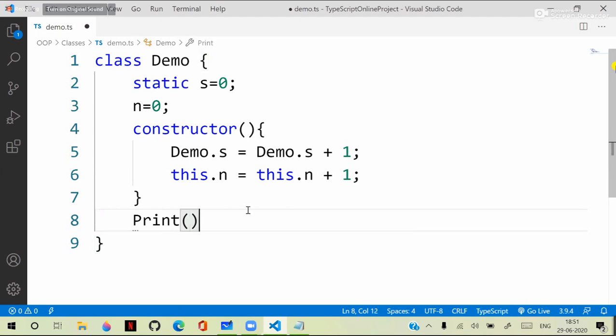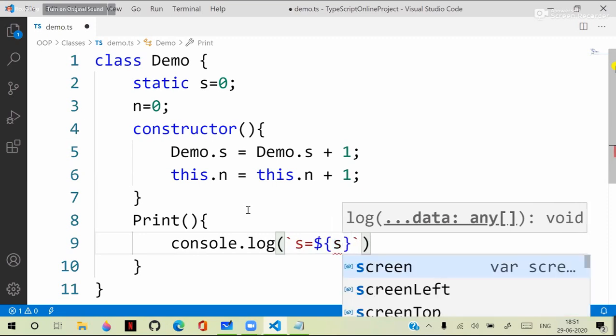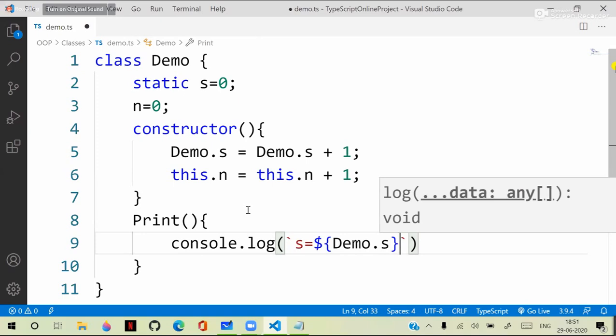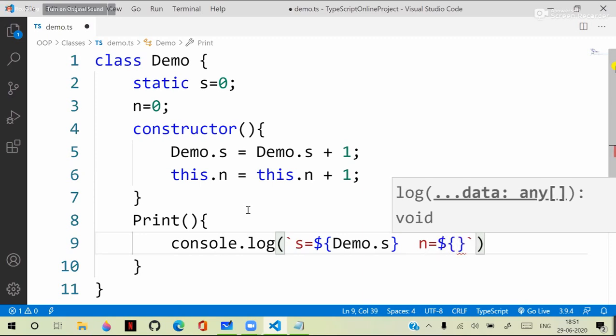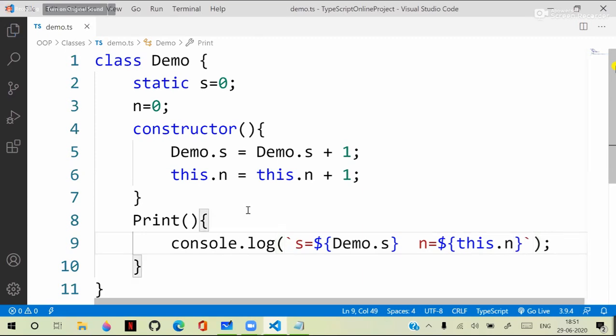We have a print method, which prints the details using console.log. Here I defined s equals ${demo.s}. Static members are accessed by using the class name; those points I will tell you later. n equals ${this.n}. We are printing the s and n values.